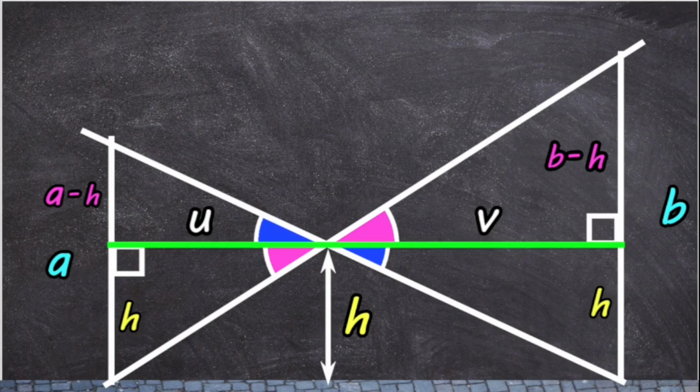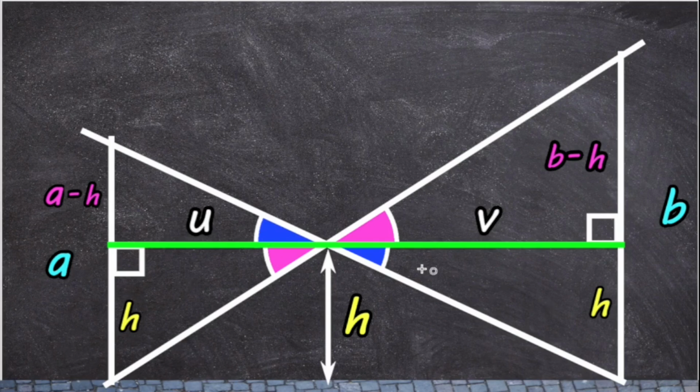Now we know that when you have two similar triangles, if you divide the edge of one triangle by its corresponding edge in the other triangle, and you repeat that for the other two edges and their corresponding edges, you'll get the same value for all three divisions. And if we do those divisions on these two pairs of similar triangles, we get an interesting result.